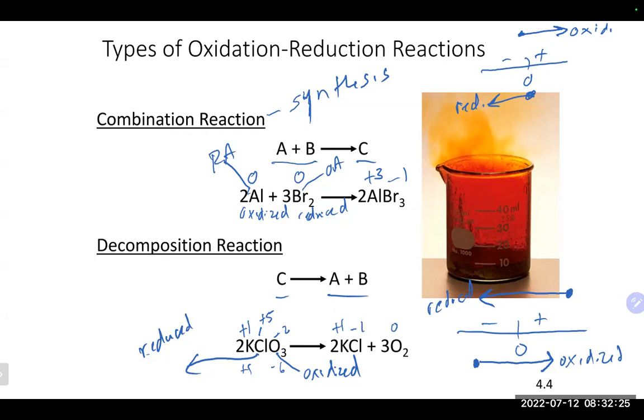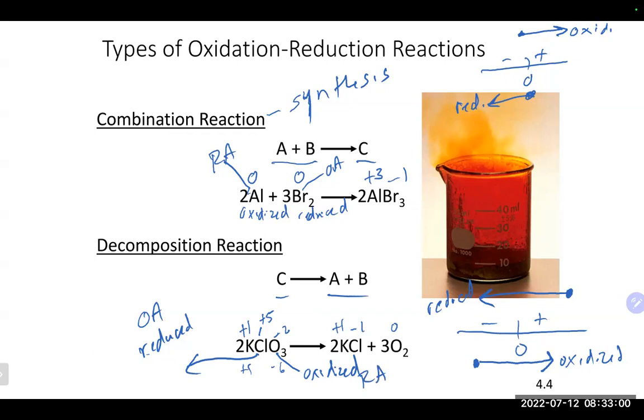What is happening to potassium? Nothing. It's staying the same. So it's kind of like a spectator ion in a sense here. Nothing really happening with it. It's +1 on the left, +1 on the right, just kind of hanging out. So again, here you could use our oxidation numbers to figure out what is being oxidized, what is being reduced. And in this case, obviously, the chlorine is being reduced, which means that would be our oxidizing agent, the chlorine. And our oxygen is being oxidized, which would be the reducing agent in this particular case.